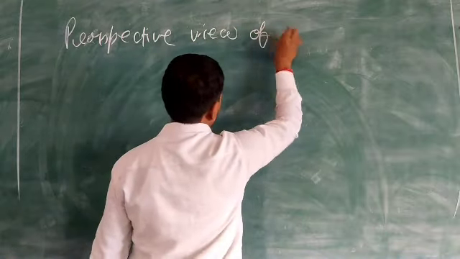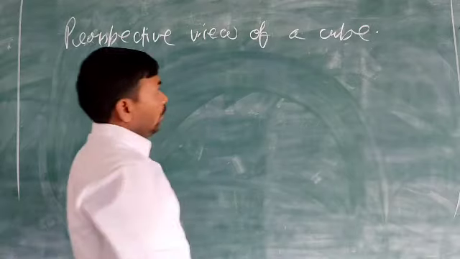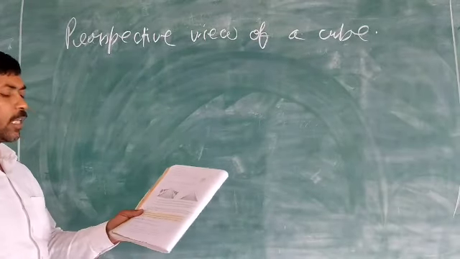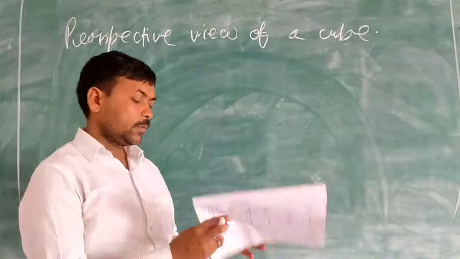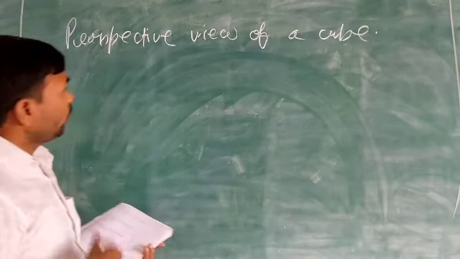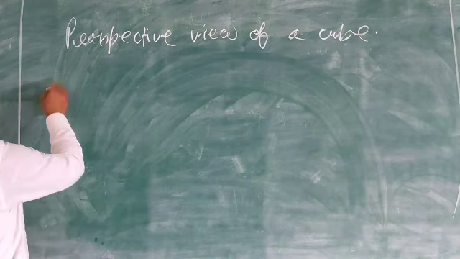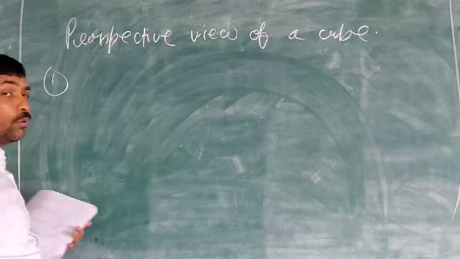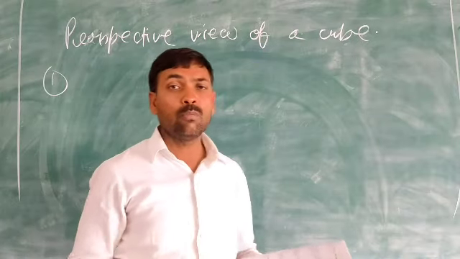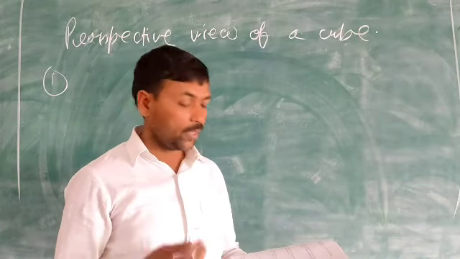Perspective view of a cube. Children, we are given 7 steps, so one by one you can understand and draw. I am going to do only one step: how to draw a cube on a two-dimensional surface, or how to draw the perspective view of a cube.